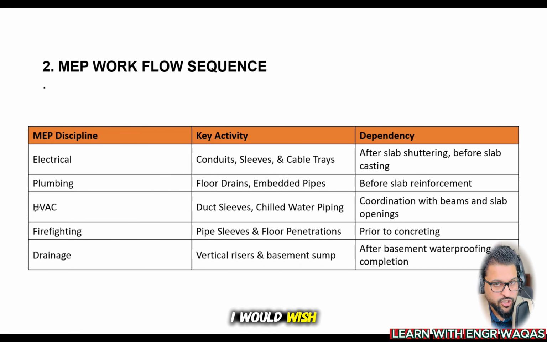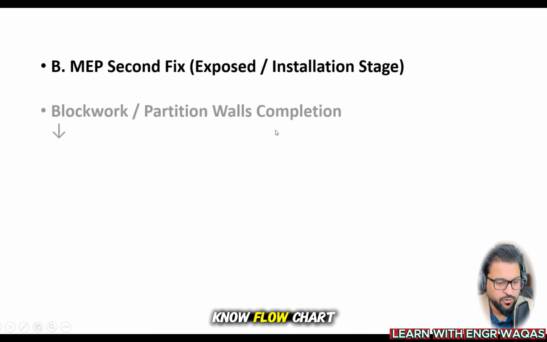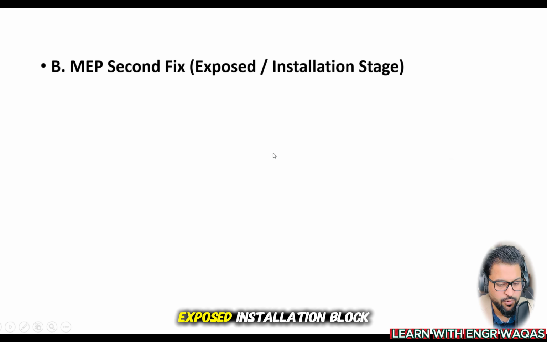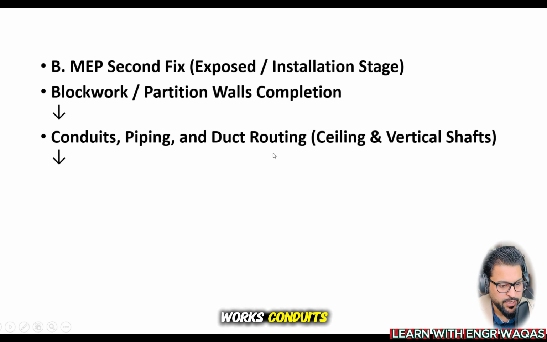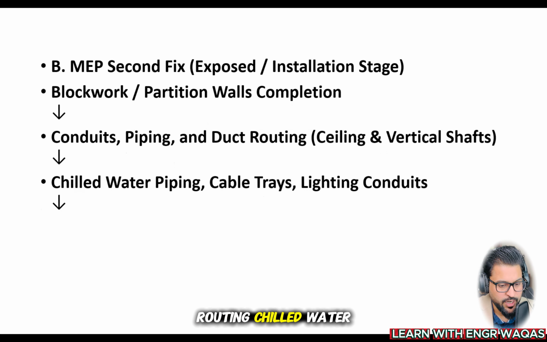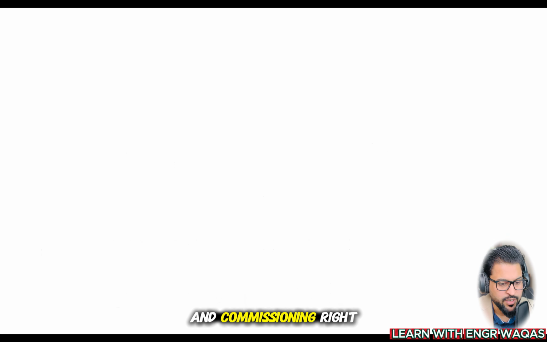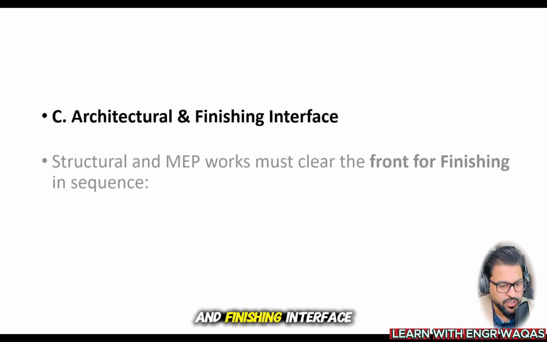I would wish and suggest you people just write this screenshot by your hand on an A4 note page and put it on one of the walls of your room or behind the door. This is an important thing. And then there is the flow chart, second fix. This is first fix, and then this is second fix: exposed installation, block works, conduits, piping and duct routing, chilled water piping, cable trays, lighting conduits, installation of distribution boards, FCUs, AHUs, pumps, panels, and testing and commissioning, right? And then architectural and finishing interface.